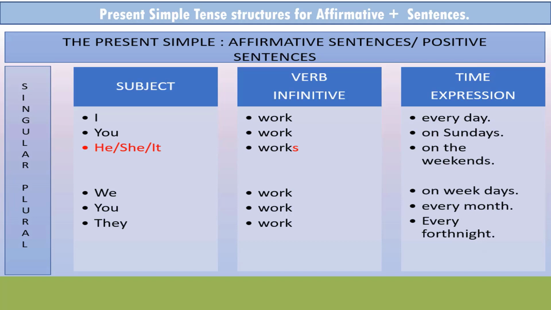Just have a look at the structures here and think about what is changing in this table. The only thing that is changing is the third person singular. Okay, the rest of the pattern is exactly the same. So third person singular for present simple sentences, the main verb. In positive sentences, the main verb changes.